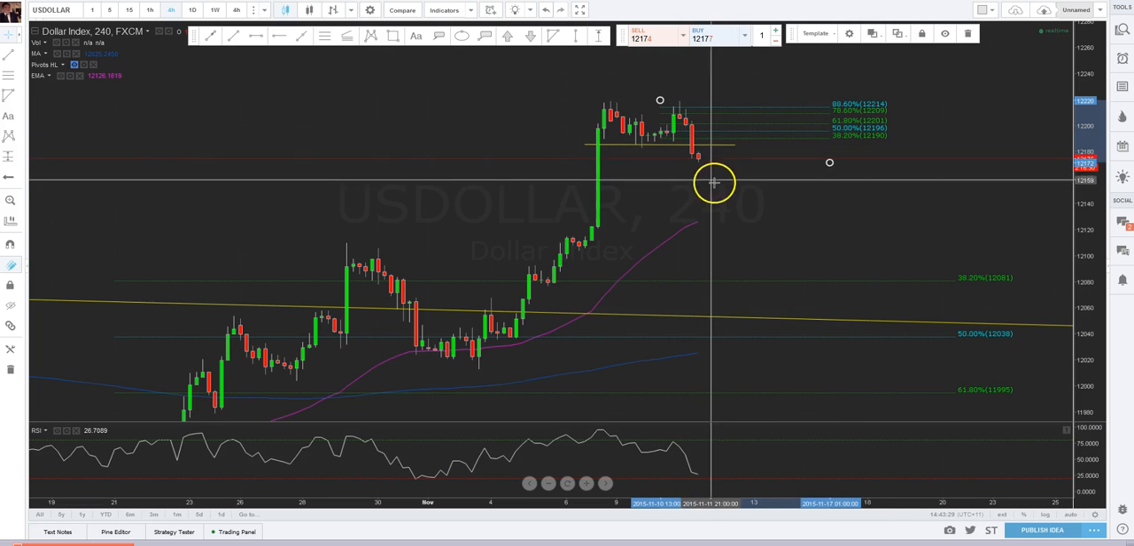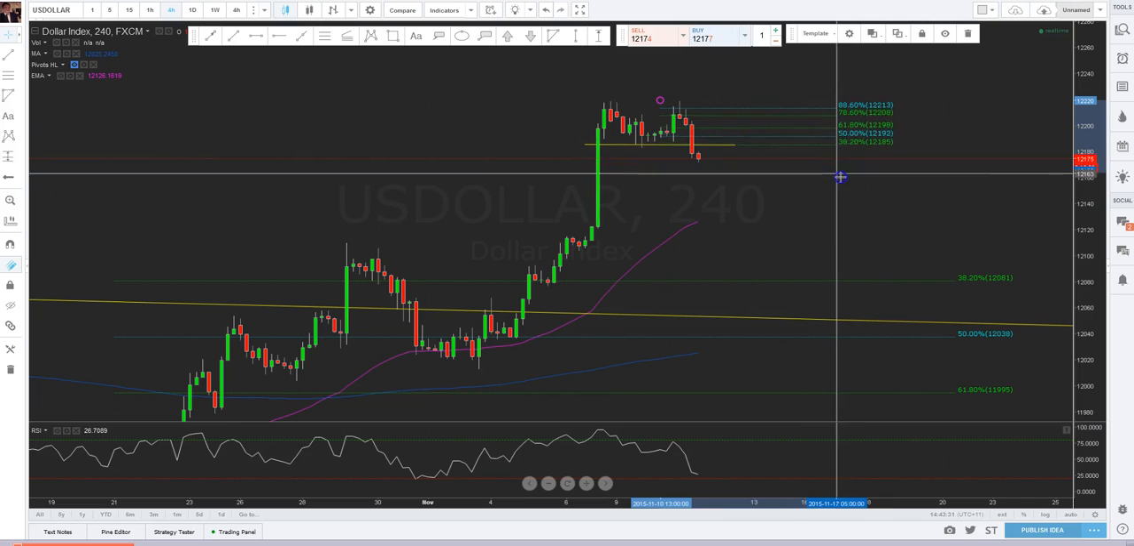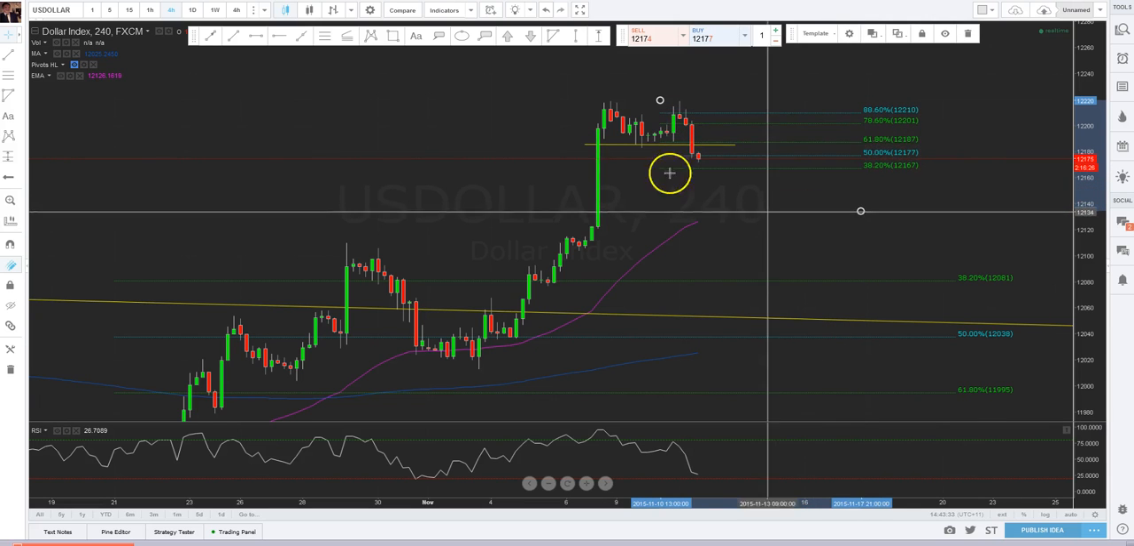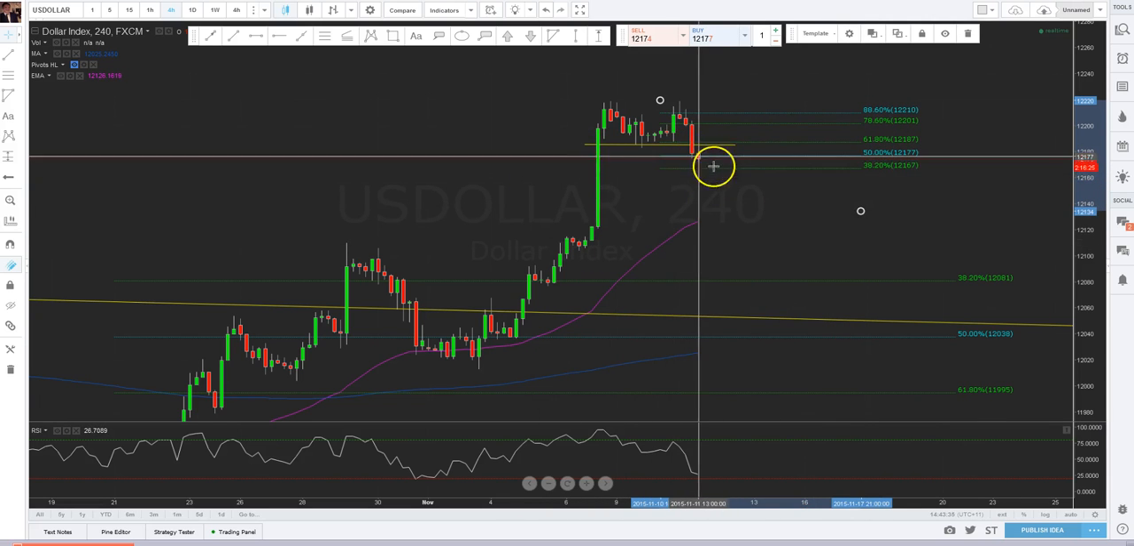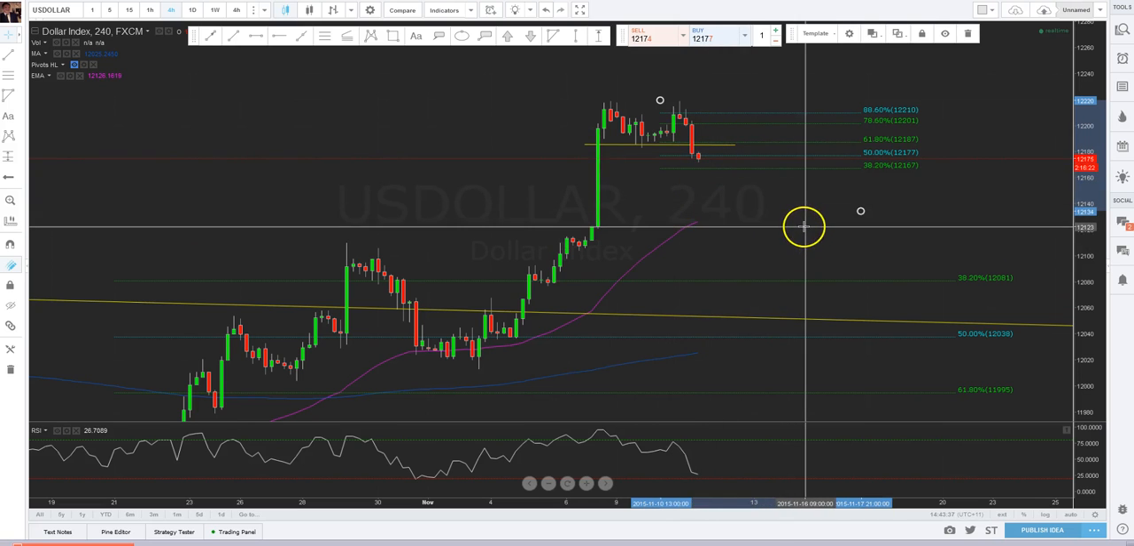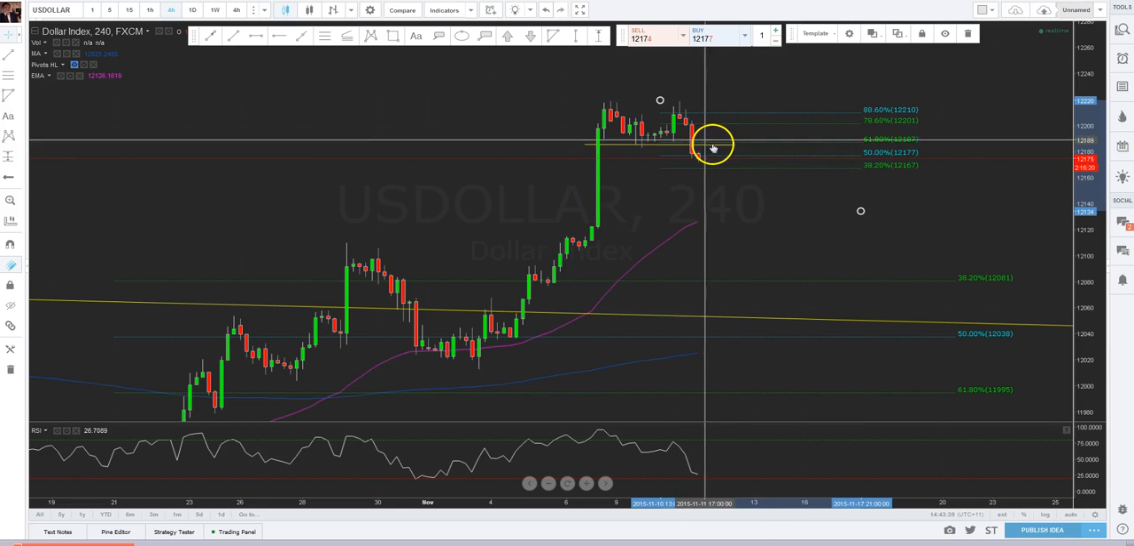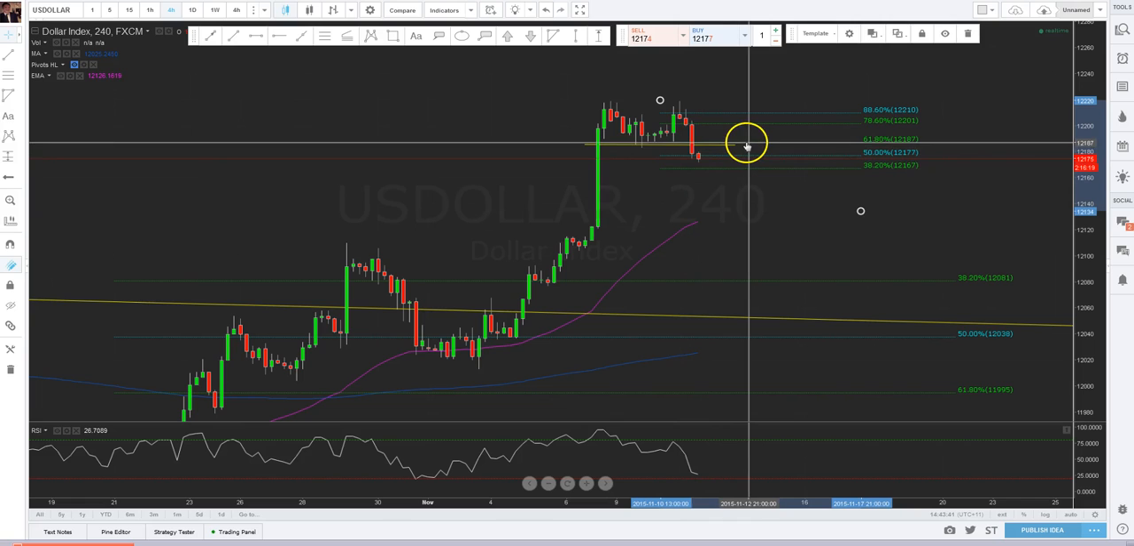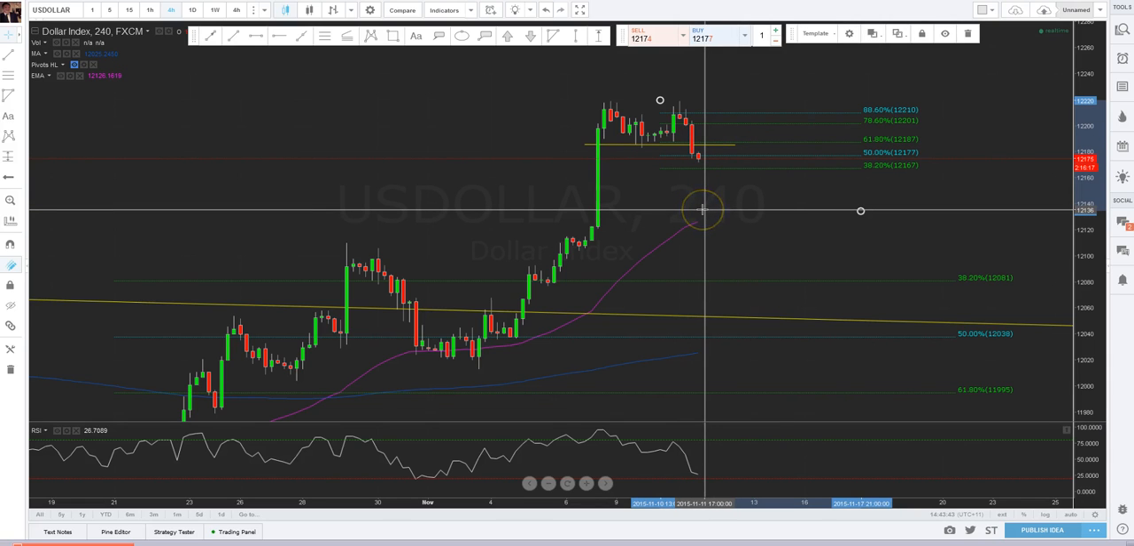But if this keeps going down, then you simply move this down and down, as it goes down, you keep moving it. But as it goes up, you want to watch to see if it hits the 61.8%. Now it has to hit the 61.8%.